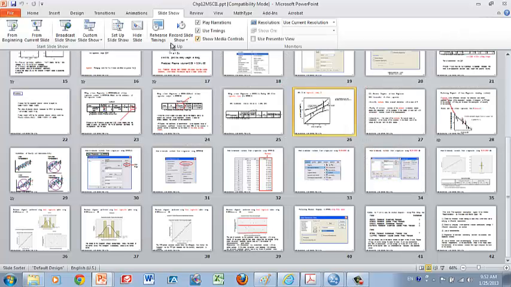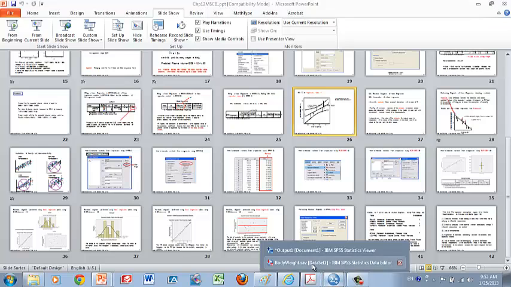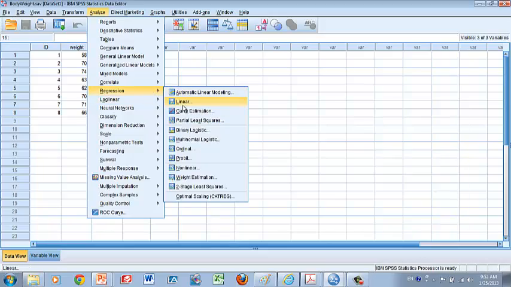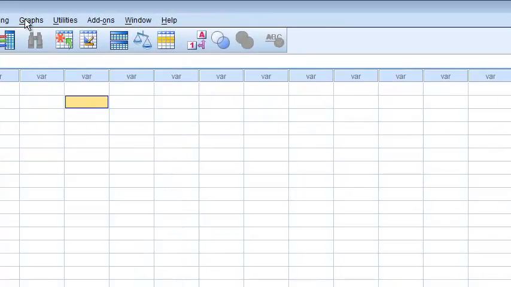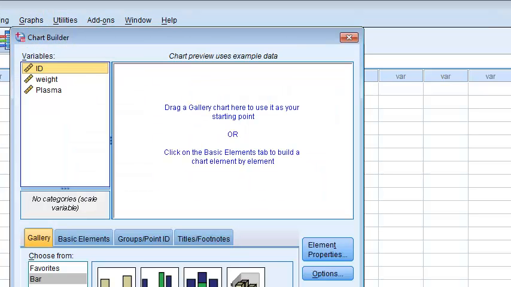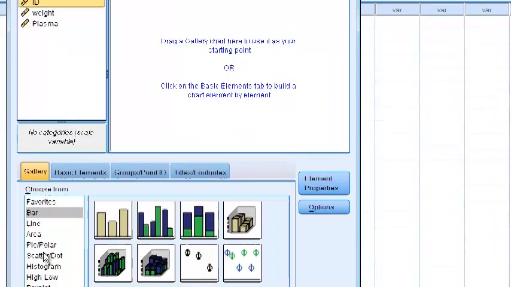And this analysis regression option does not actually give you a graph. If you do linear regression, it doesn't give you a graph. How can we get the graph? To get the graph, you have to go to Graph and Chart Builder. And scatter plot is what we need.